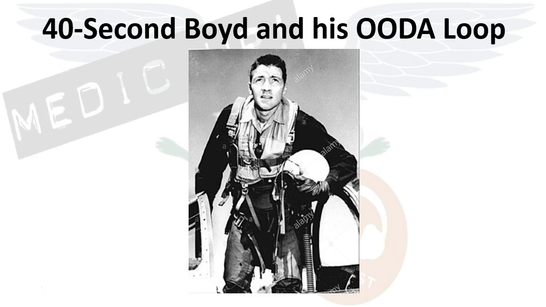And he would always start at a position of disadvantage, and then using this process, he never lost. This guy never paid out the $40, and he would do it within 40 seconds. So it earned him the nickname 40-Second Boyd. He's got a bunch of other nicknames, but for this one, that's the most important. So what did it do?